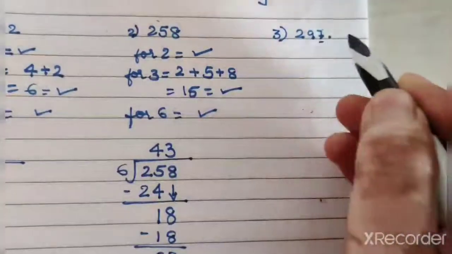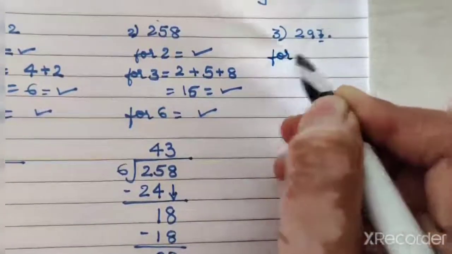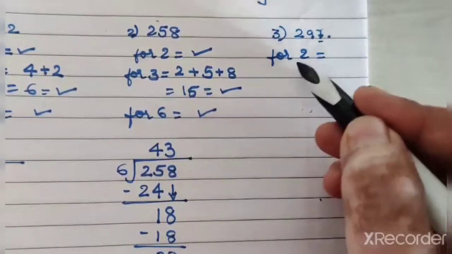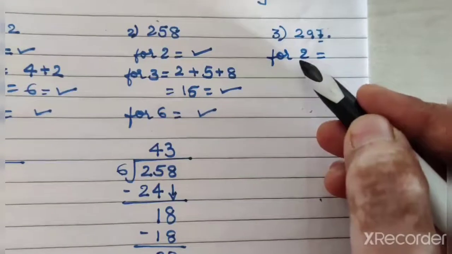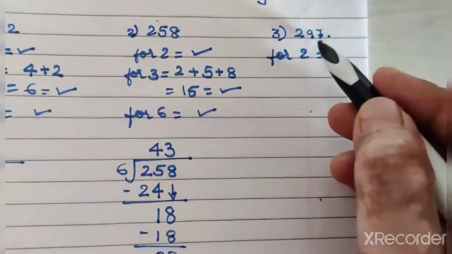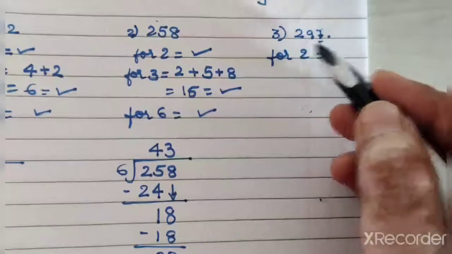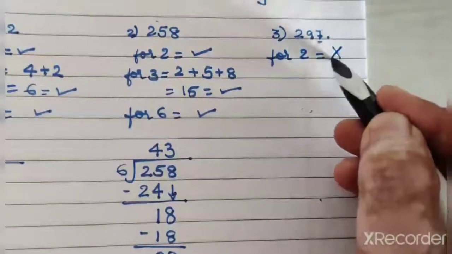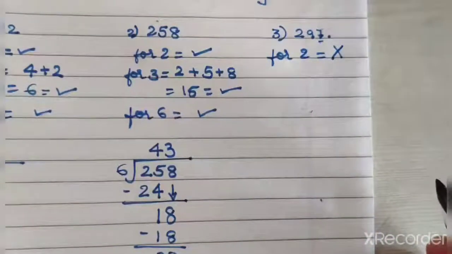Now let us see the number 297. As you could see, the last number is odd. Odd means what number must be there for the divisibility test of 2? For the divisibility test of 2, we need an even number at the ones place. That is 0, 2, 4, 6 or 8. Among these numbers 7 does not come, so this number is not divisible by 2.